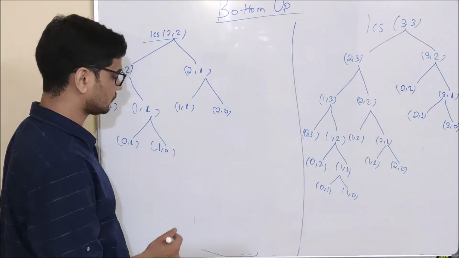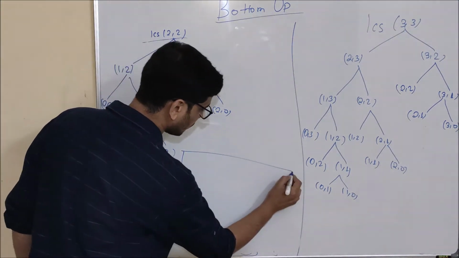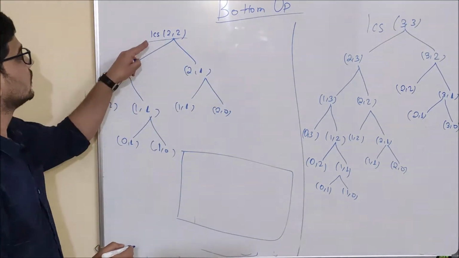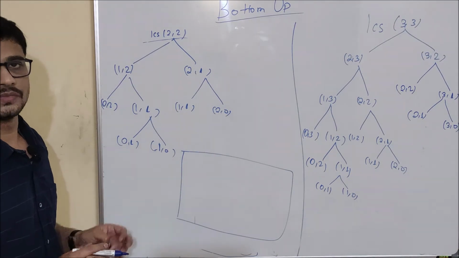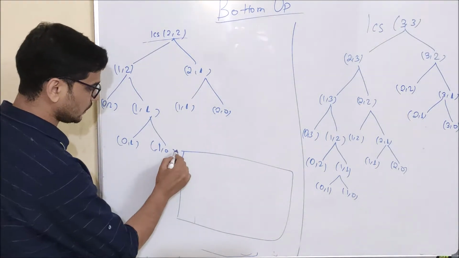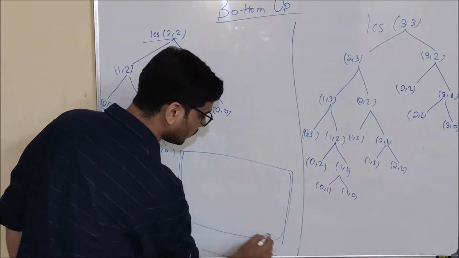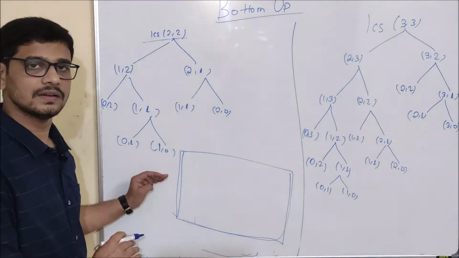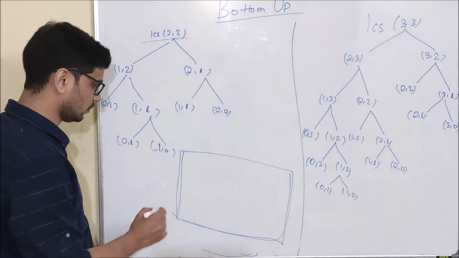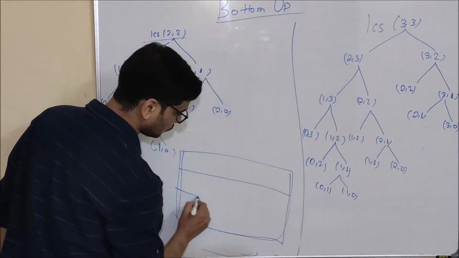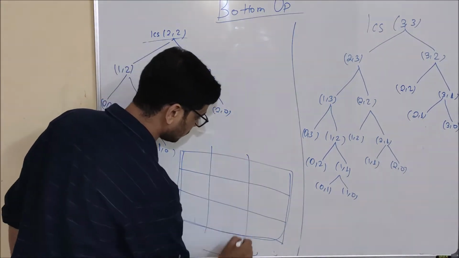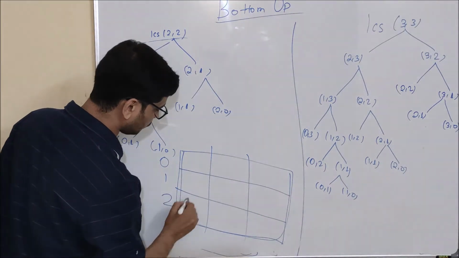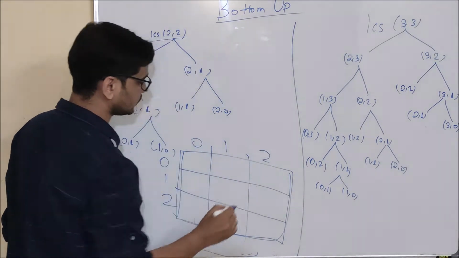Now let's see the bottom-up table. As you can see here, LCS of 2, 2. So what will be the table size? 3 by 3. This we have already seen in our top-down videos. Please watch that video before coming here. Now, 0, 1, 2. Let's represent the indexes.